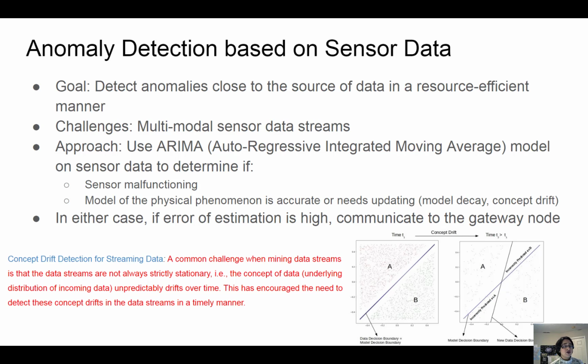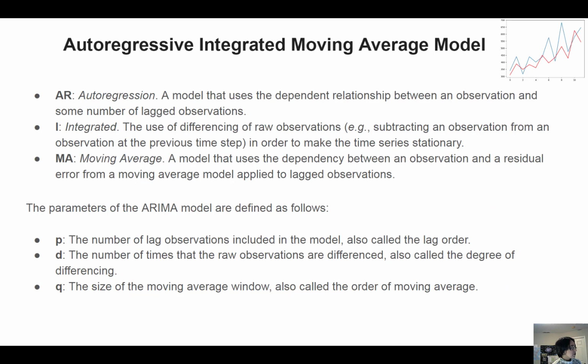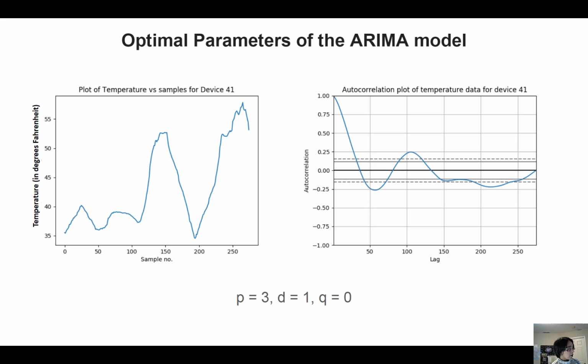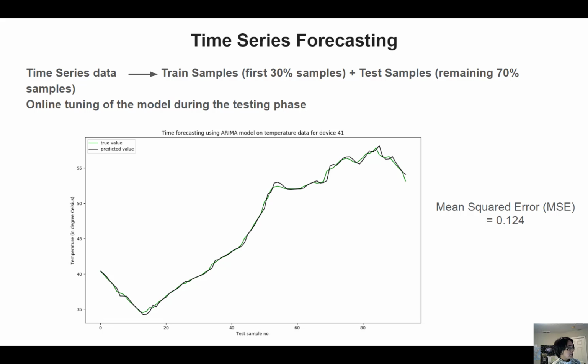Essentially what we're doing is we're checking for sensor malfunctioning, and we're also seeing if we need to update the model, right? Because there is something called model decay or concept drift that you see in the bottom right, because of which the model may need to be updated from time to time. So this is essentially what the three parameters of the ARIMA model are. We have optimized the three parameters, and then we use ARIMA for time forecasting. We see that the mean squared error is 0.124 for our model.